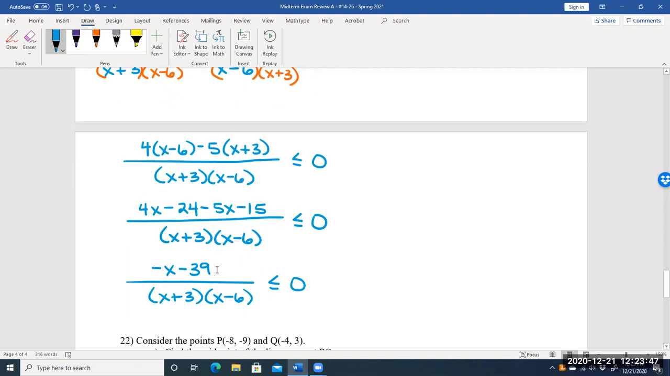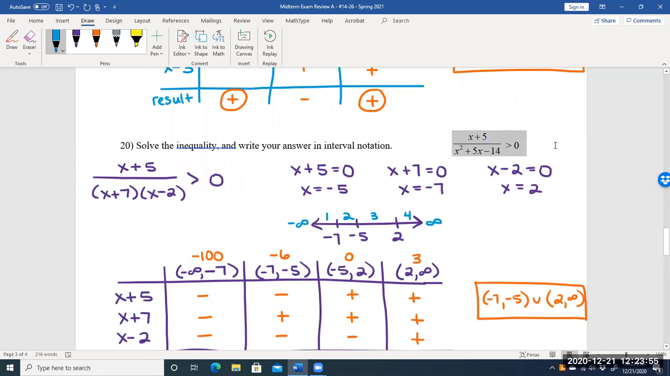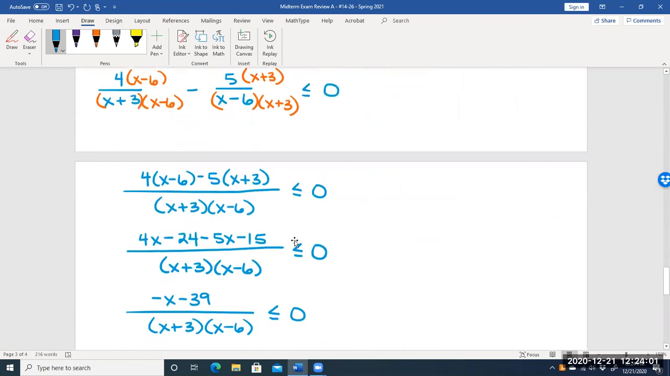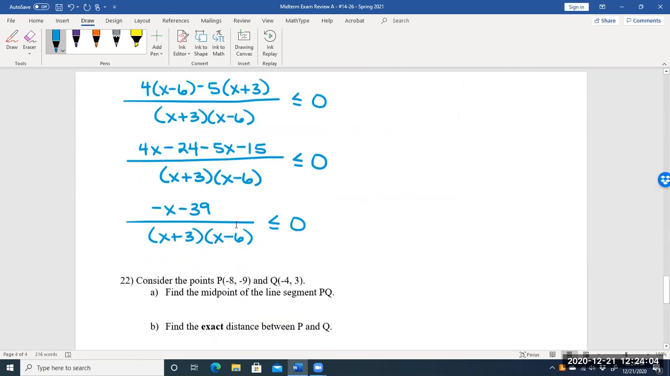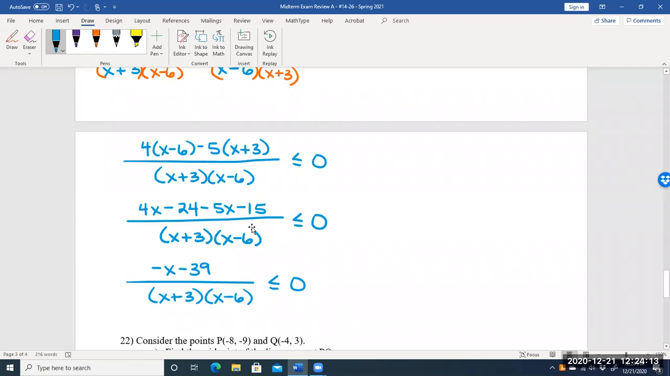All right, this is perfect. This is the form that I want. Notice that now my inequality looks a lot like what number 20 looked like. So I've got a binomial up there in the numerator and two factors there in the denominator. So now I am ready to do exactly what I did with number 20. I just had to work a little bit harder to get it into the form that I need in order to make my sign chart. So I'm going to set my factors equal to 0 so that I can find my critical numbers.